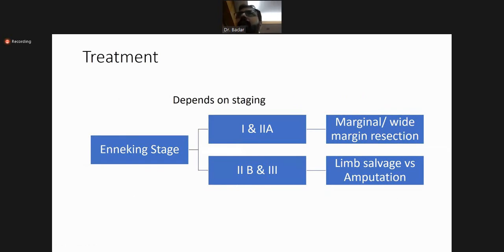So how will you decide the treatment based on this classification? Basically, the aim of treatment is to do limb salvage or amputation surgery. Marginal resection or wide margin resection we do in stages 1 and 2A. For 2B, which is high grade extra-compartmental, and for 3, it is debatable whether you want to do limb salvage or amputation. Marginal resection and wide margin resection are basically limb salvage surgery. How to do it, I will show you.